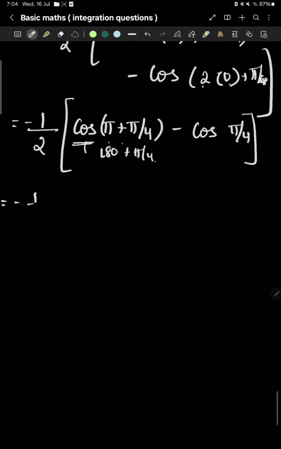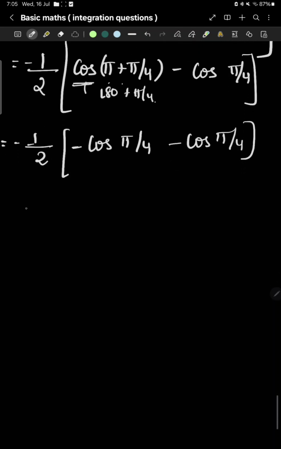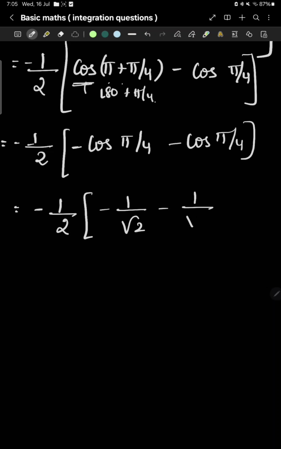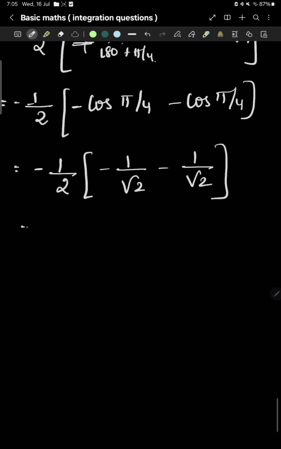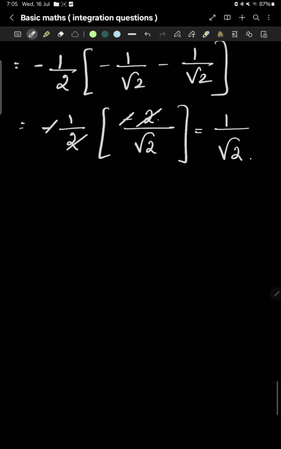So this will become minus 1 by 2 into minus cos pi by 4 minus cos pi by 4. Cos pi by 4 is cos 45 degrees, which is 1 by root 2. So I can write it as minus 1 by 2, which is common outside, into minus 1 by root 2 minus 1 by root 2. I get minus 1 by 2 into minus 2 divided by root 2. The minus and minus become plus, 2 will get cancelled. Finally the answer will be 1 by root 2. This is the answer for the 17th question.